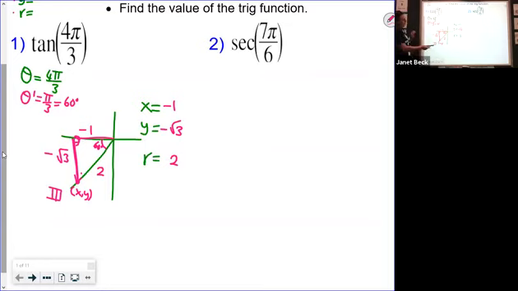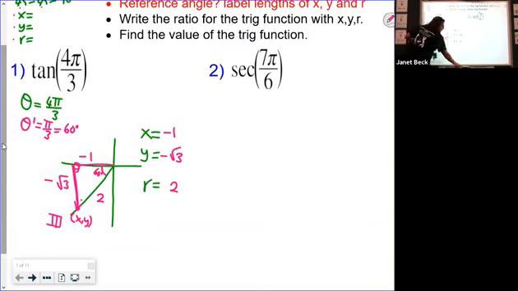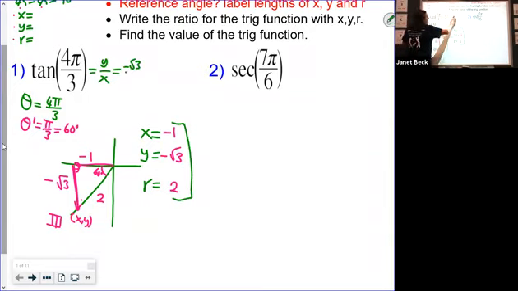What I want from this picture is I want to have a triangle with a clearly marked terminal ray and with numbers on all 3 sides. You found your x, y, and r. That's what I'm looking for in your work. Now we can go back and we can actually answer the question. A tangent is simply a ratio of a y divided by an x, and now we have that information here. So our y is -√3, our x is -1, and if you divide a negative by a negative, you end up with a positive. So the tangent of 4 pi over 3 is the square root of 3.